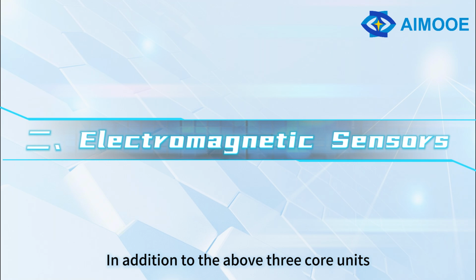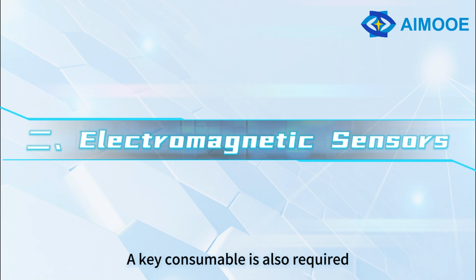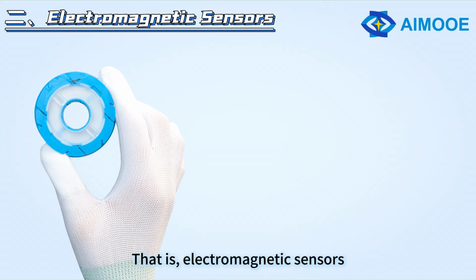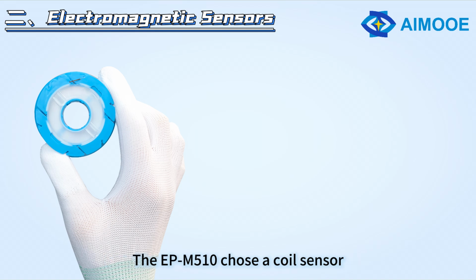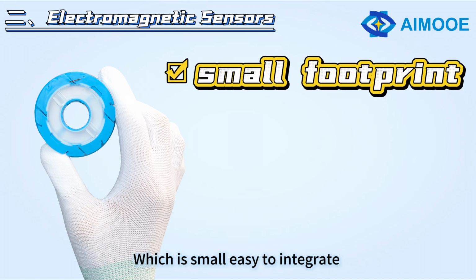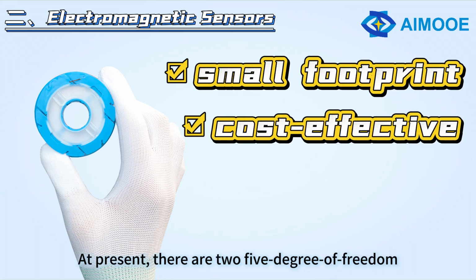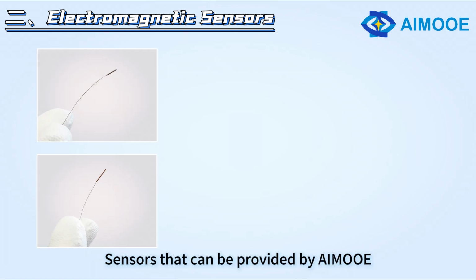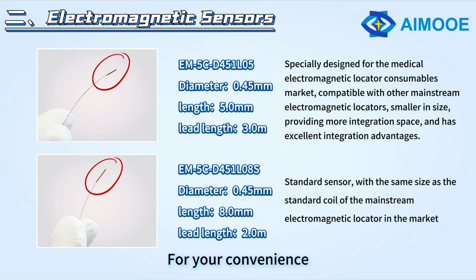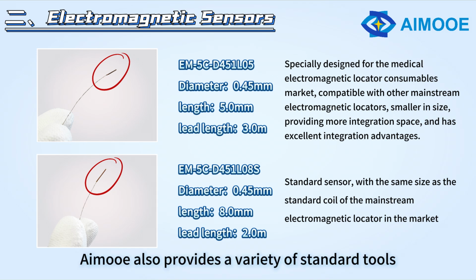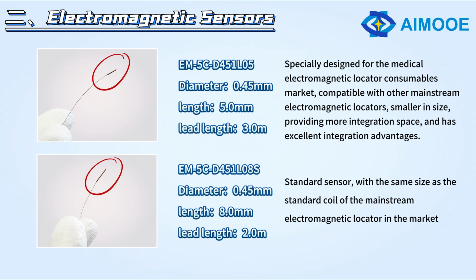In addition to the above three core units, a key consumable is also required to complete the positioning function, that is, electromagnetic sensors. Combined with the actual medical needs, the EPM51R chose a coil sensor, which is easier to integrate and cost-effective. At present, there are 35 degrees of freedom sensors that can be provided by AIMOOE. For your convenience, AIMOOE also provides a variety of standard tools.